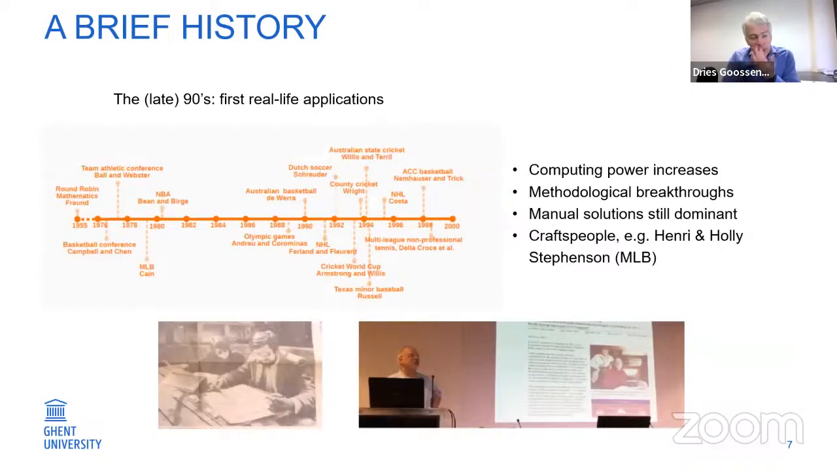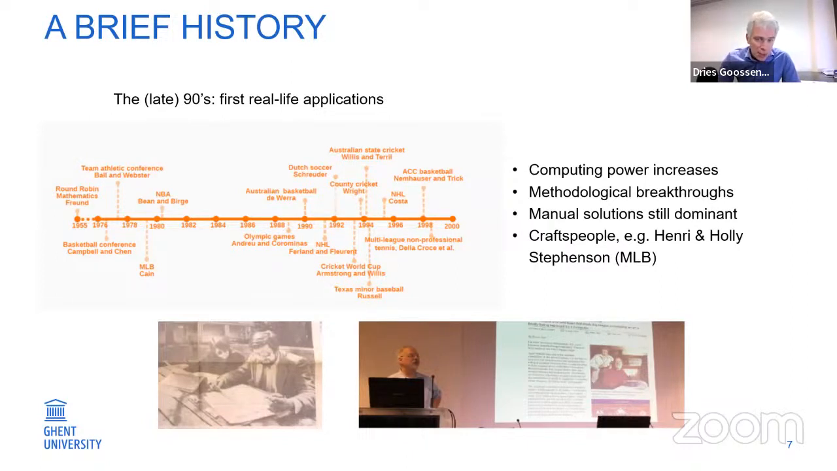Okay, we have to wait for the late 1990s to see the first real-life applications. And of course, that goes together with the increasing computer power and also with some methodological breakthroughs. So at the late 90s, Nemhauser and Trick realized that you could decompose this problem by first looking at the home advantage, first fixing the home advantage for every team, and then looking at the opponents, or the other way around. So this has been a methodological breakthrough.